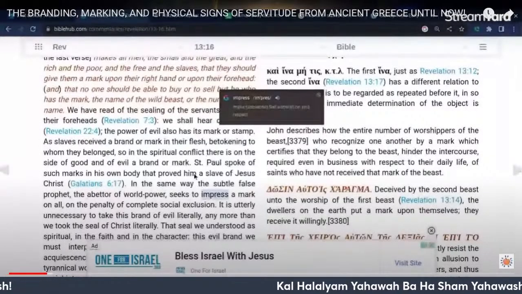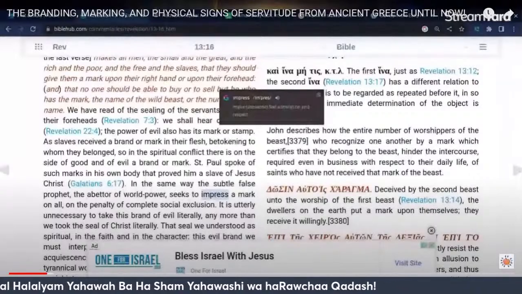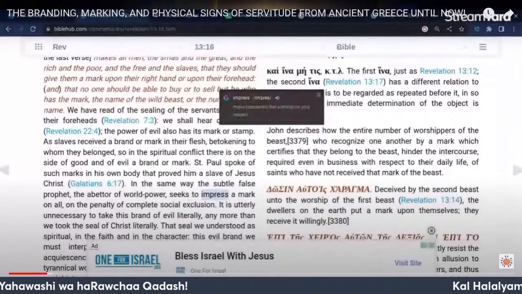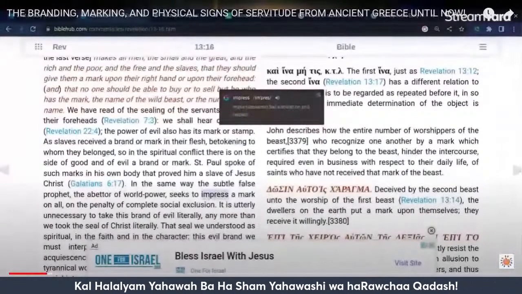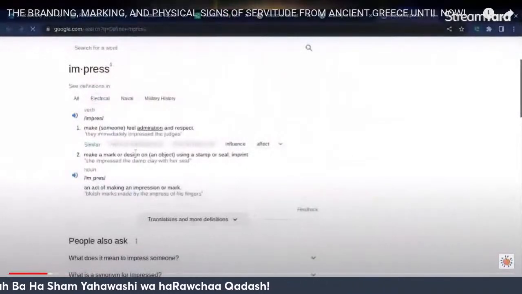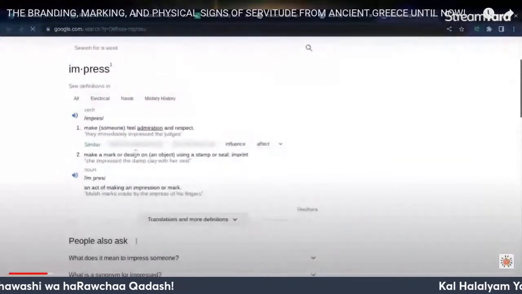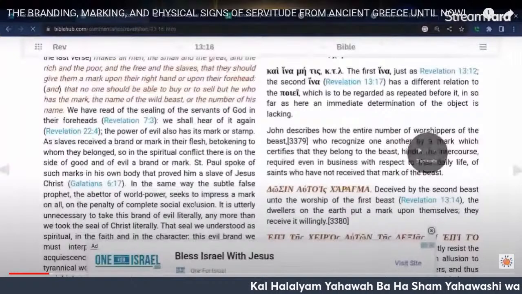Once again, the Lord has chosen foolish things to confound the wise. That's us who didn't go to theology school and didn't learn under the world's pastors and teachers. We learned under men on the street corners whom the Lord raised up, prophets. So that seal we understood as spiritual. Boom, boom, boom. That's the word impress right here. Make a mark or design using a stamp to imprint. That's all this is coming to. It's all coming full circle home.